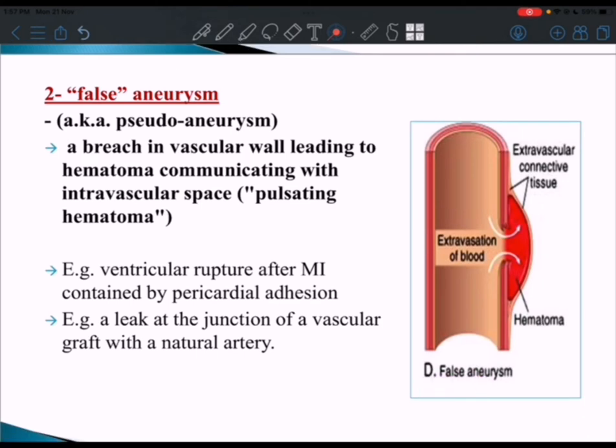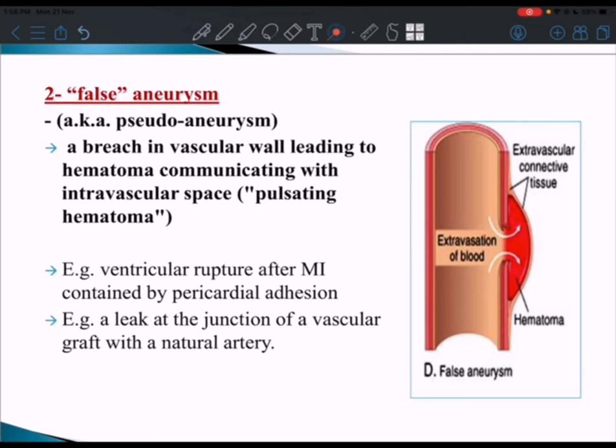pseudo aneurysm. In this one, look what we have here. Is the wall intact? No. The blood vessel wall is not intact. There is a defect in the wall. And from that defect, the blood is getting out of the lumen towards the extravascular space. But there, it will be confined by the connective tissue surrounding it.